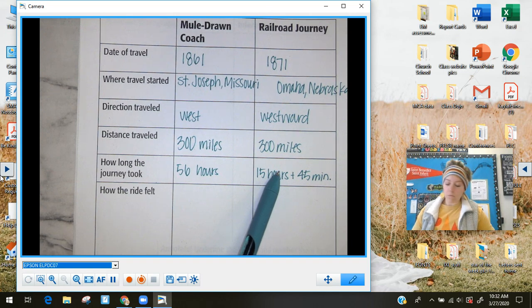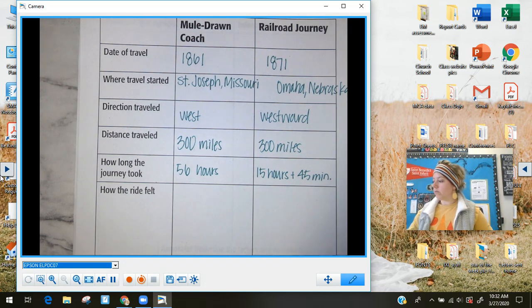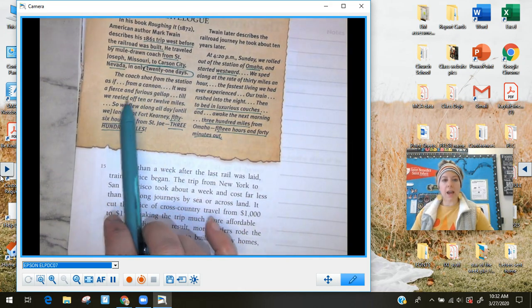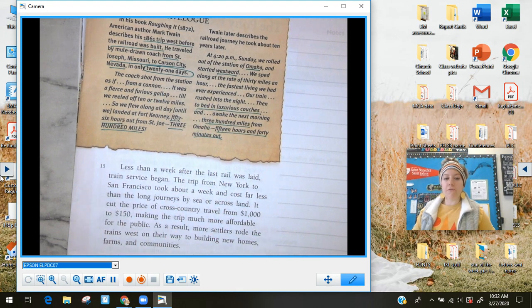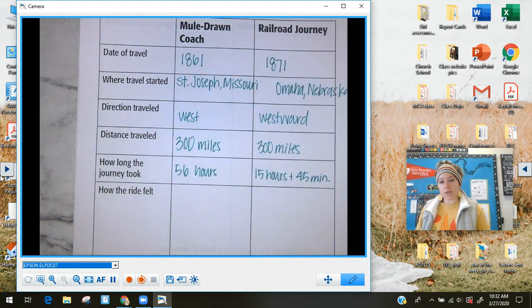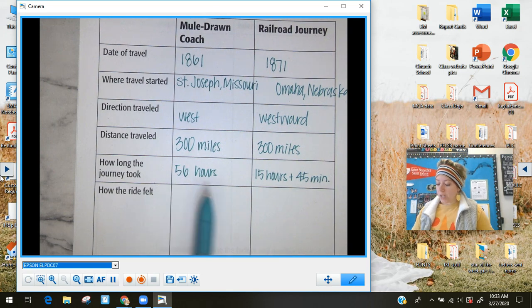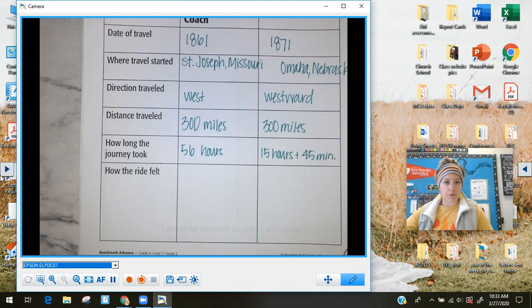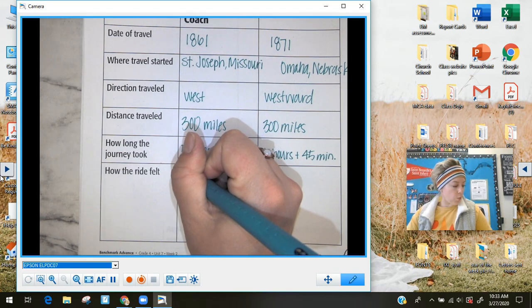Okay. How did the ride feel? Well, it said that the coach shot from the station as if from a cannon at a fierce and furious gallop. So just picture yourself riding along in a buggy. What am I doing right now? Doing a lot of bouncing. Do you think that would be very comfortable for a long 56 hours? I don't think so. So let's write a couple of the evidence from the text, a couple of the things that they said, and we'll put some things into our own words.